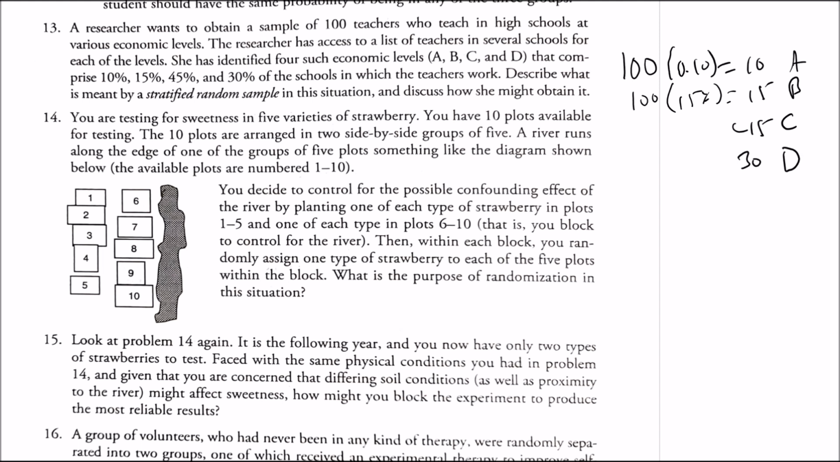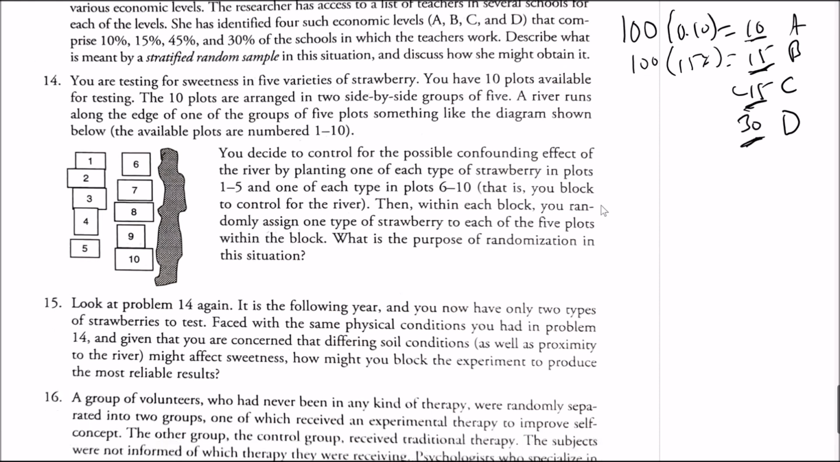So you're going to break them up into the groups, and then you're going to randomly select 10 teachers from A, randomly select 15 teachers from B, 45 teachers from C, and then 30 teachers from D. Okay, and that, doing a simple random sample of all of those, will give us 100 teachers, a stratified random sample.